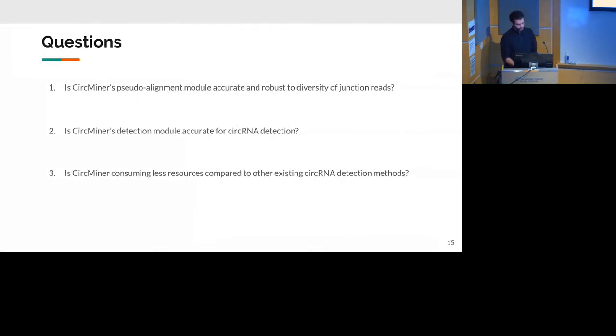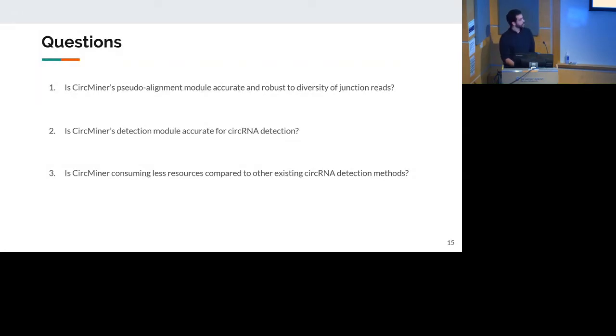Now I'd like to answer three main questions. The first one is whether the implemented pseudo-alignment module is accurate and robust enough to the diversity of junction reads. And second, is the detection module accurate for circular RNA detection? And finally, how does SIRC-Miner perform in terms of time and memory usage compared to other existing methods?